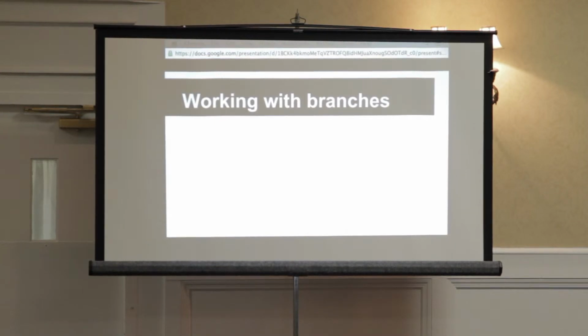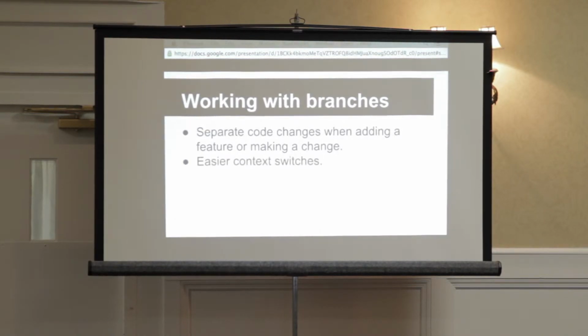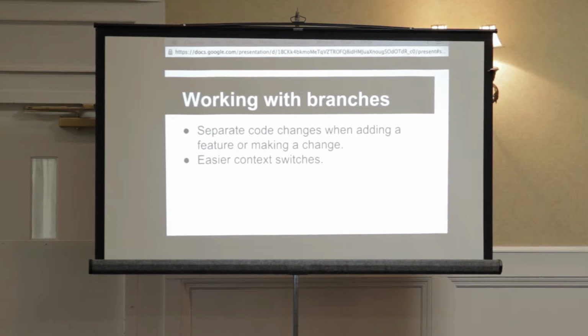So, working with branches. I already went over separate code changes when adding a feature or making changes. They go in different branches. By doing this, it allows for easier context switching, especially if you use identifiable branch names, so you know what you were working on when you're switching.